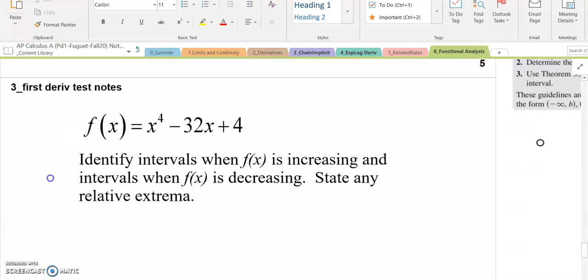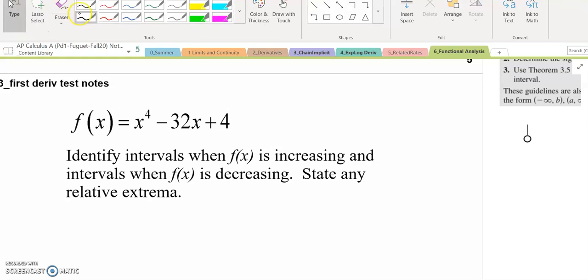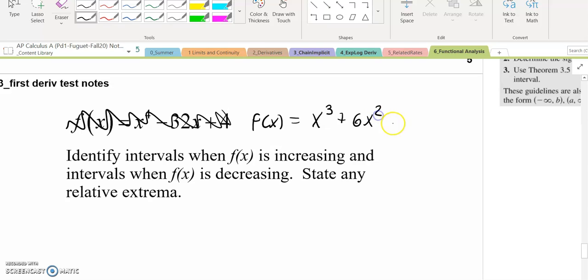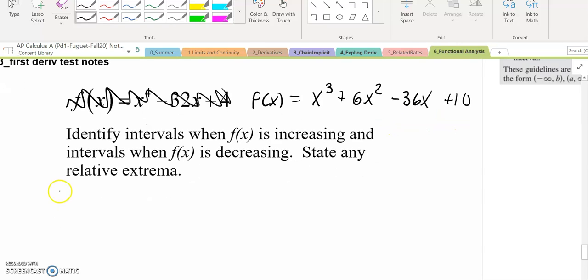So we're going to look at our next example, and I'm actually going to change this example because this was more of the same of what we had done in the first one. So the new example that I'm going to have you write down here is x cubed plus 6x squared minus 36x plus 10. And so the first step, as we did in the last problem, is we're going to take the derivative of this first because we need to identify intervals where it is increasing and decreasing. So we're going to look for critical numbers.